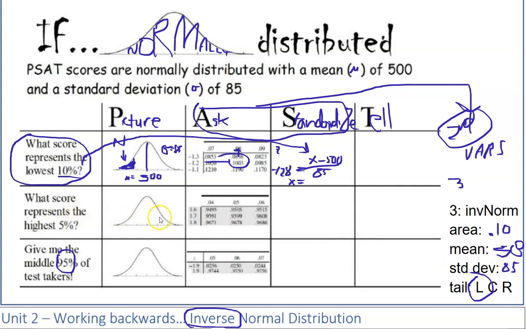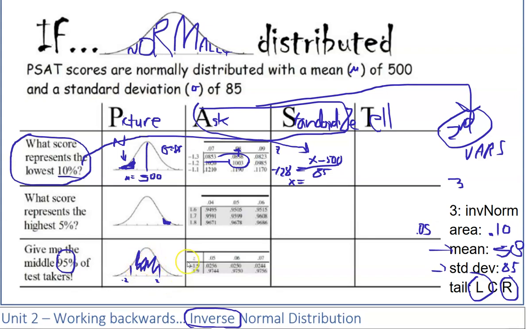All right, score represents the highest 5%. Moving along, we're talking about this area. So what we're going to do is we're going to go over here and put 5% this time, 0.05, and with the same mean, same standard deviation, but this time we're going to use the right side. And you guessed it, when we want that middle 95%, I should have put those bars sitting right at -2 standard deviations and +2. I didn't.